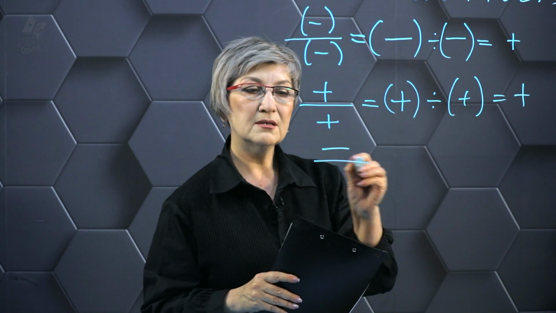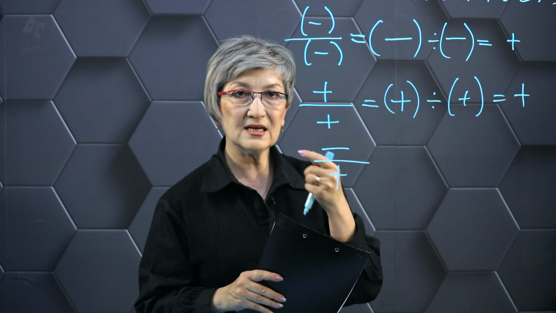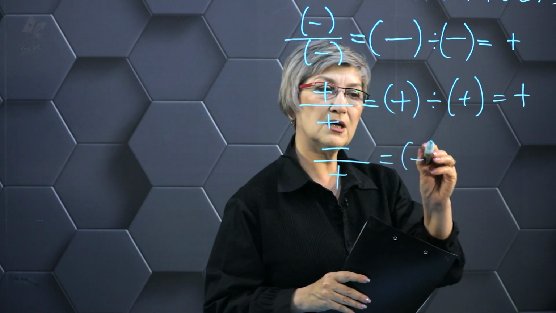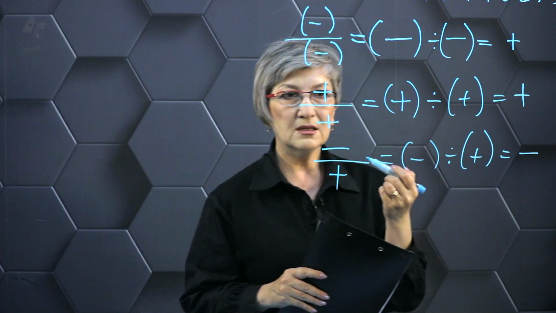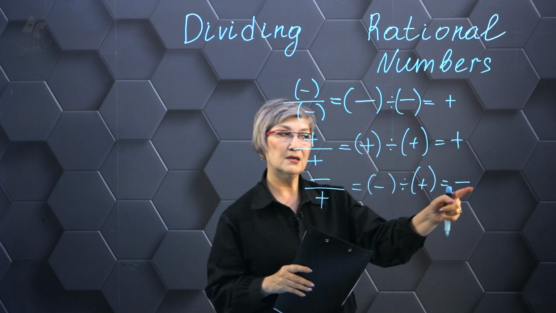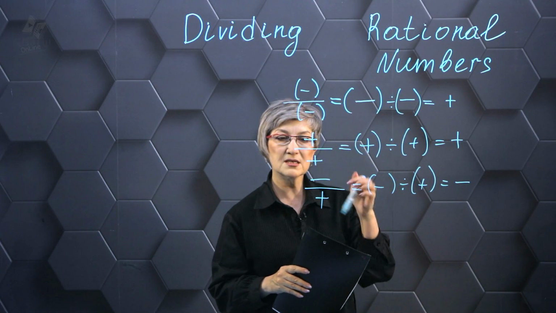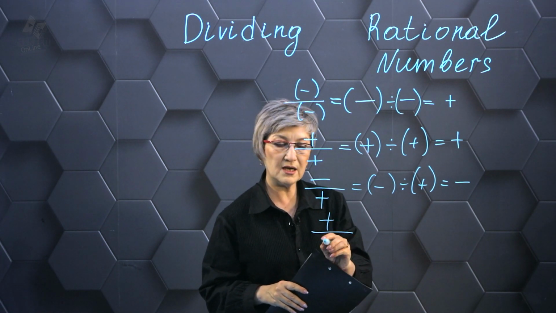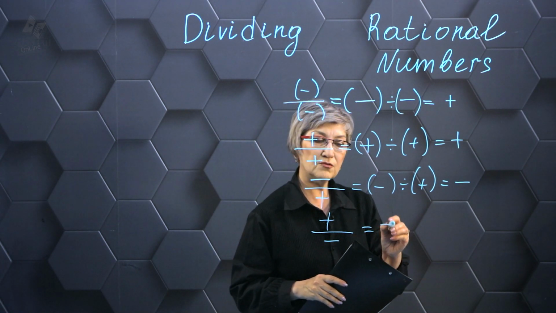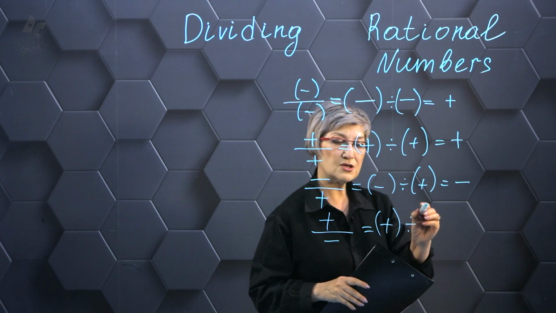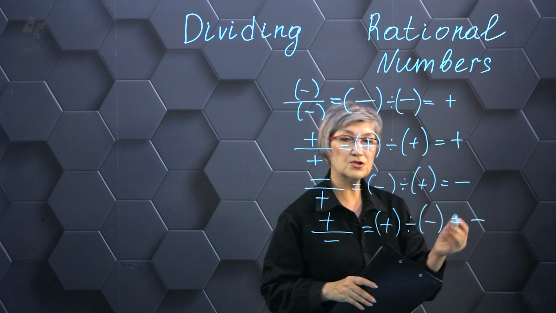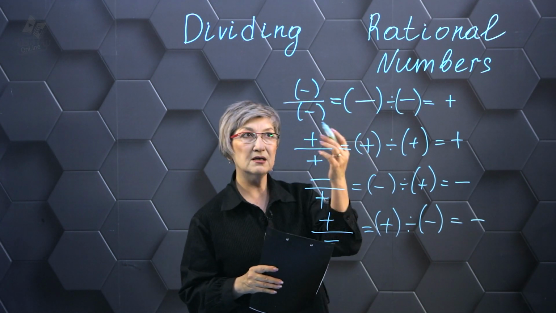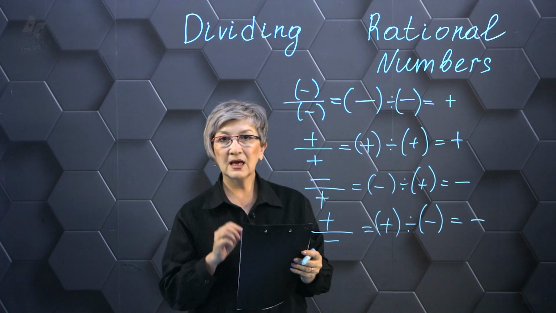If we divide two numbers with different signs, the result is a negative number. Two numbers with different signs, the answer is a negative number. Or if we see a positive number in the numerator and a negative number in the denominator, the result of our division is also a negative number. Let's show these rules with a simple example.